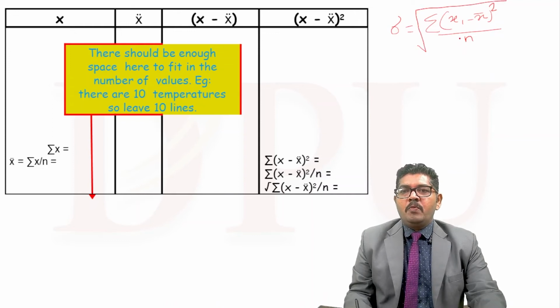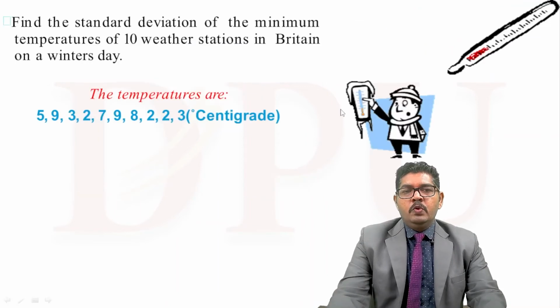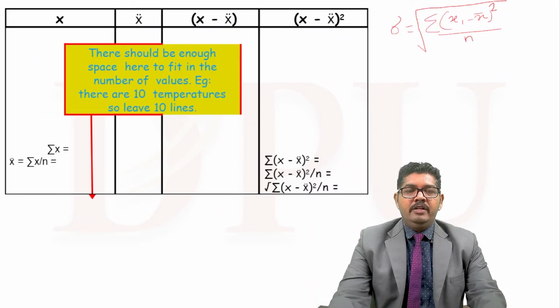Now look at this formula. We need xi. Xi values are already given there. We need the x bar value, so x bar is the arithmetic mean, and then we need n, that is the number of observations. So all these values are needed in order to calculate the standard deviation, and that's why we need to form a table. So this is how we have to form a table.